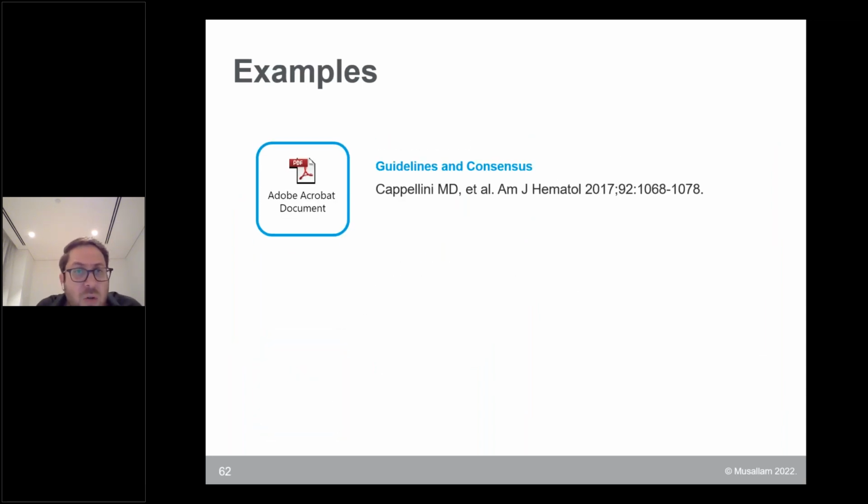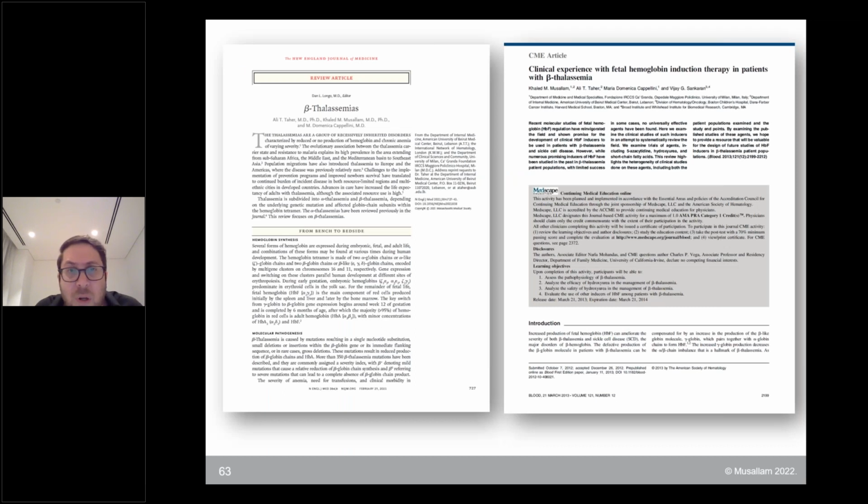Again, just to show you a few examples, this is, for example, an expert review article on the left we published recently in the New England. On the right side, again, a systematic review that we published in Blood, looking at certain fetal hemoglobin inductors in thalassemia, and it became a CME article because it was done systematically. So you're able actually to be asked a question about it by the journal, and if you answer right, you get CMEs from the AMA.